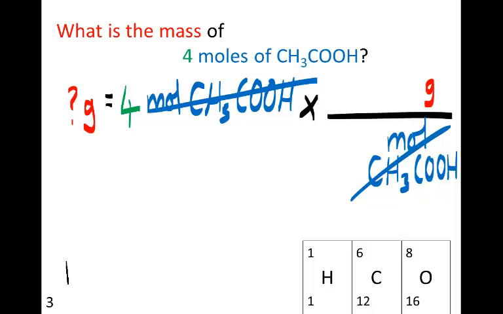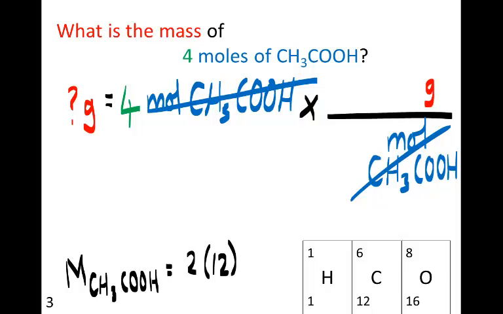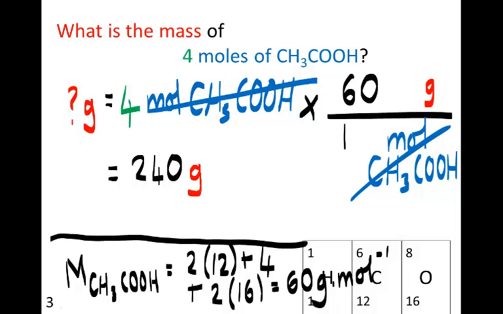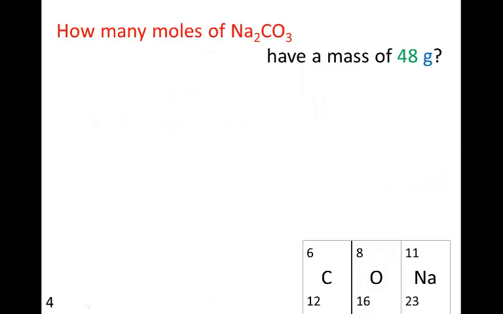From the periodic table we know that the molar mass is 2 times 12 for the 2 carbons plus 4 times 1 for the hydrogens, 3 there and 1, plus 2 times 16 for those 2 oxygens. 24 plus 4 plus 32 equals 60 grams per mole. That is the molar mass, meaning that 1 mole of this compound has a mass of 60 grams. 4 times 60 is equal to 240 grams.